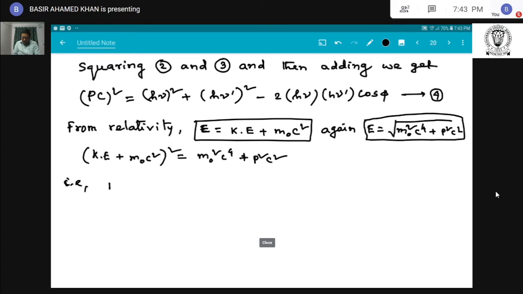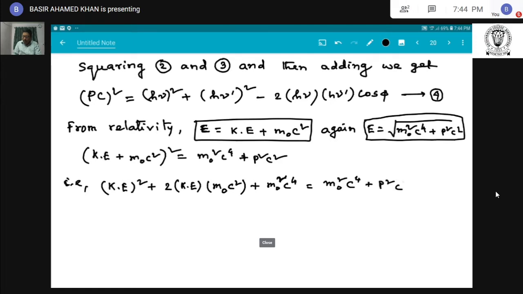kinetic energy square plus 2 times kinetic energy into m0 c square plus m0 square c to the power 4 equal to m0 square c to the power 4 plus p square c square, or p square c square equal to kinetic energy square plus 2 times kinetic energy into m0 c square.